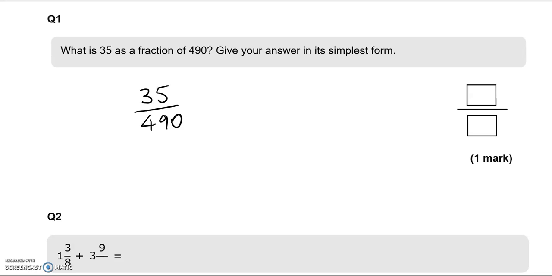So the top number and the bottom number end with 5 and 0. That suggests that you can divide both of the numbers by 5. So we'll do that. 35 divided by 5 gives us 7. 490 divided by 5 gives us 98. Now we can divide both of these two numbers by 7. So that would be 1 over 14.